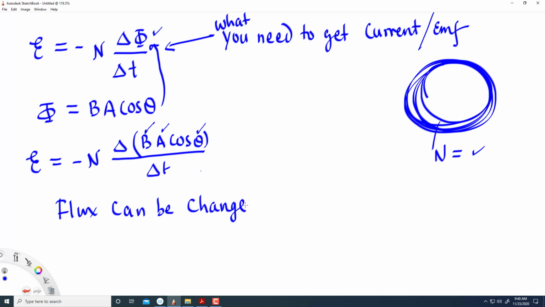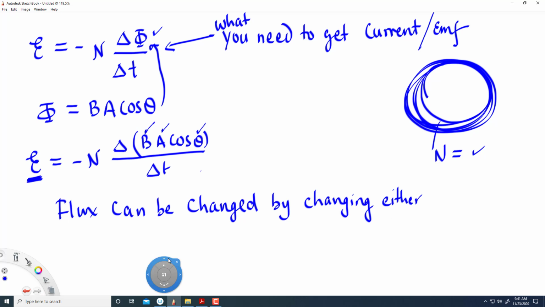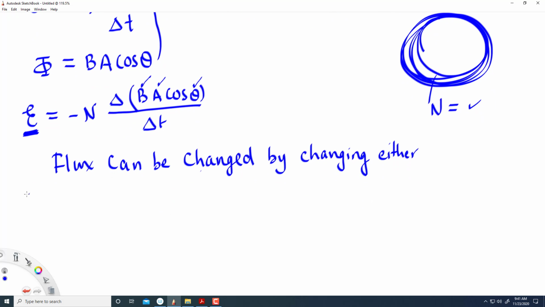Okay, so flux can be changed, and why we want to change the flux? We want to change the flux to get that, okay, EMF or current. So flux can be changed by changing either magnetic field, area, or orientation of the loop.